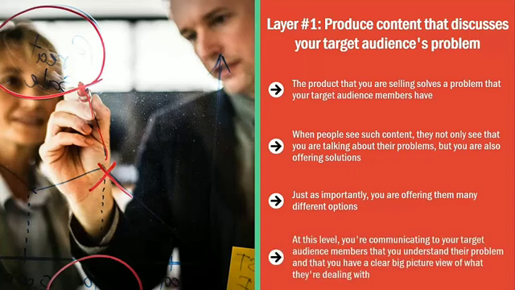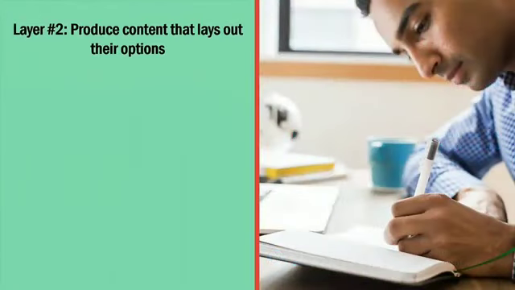At this level, you're communicating to your target audience members that you understand their problem and that you have a clear, big picture view of what they're dealing with. So you explain many different issues regarding their problem. You lay it out. And the more information they get from your content, the more credible and authoritative you become in their eyes. Layer number 2, produce content that lays out their options.